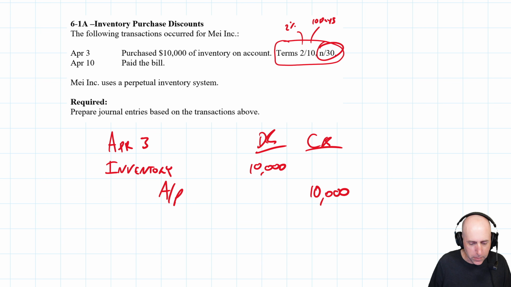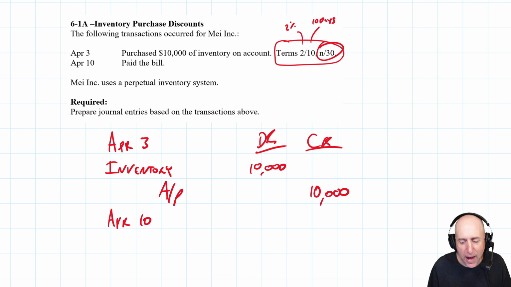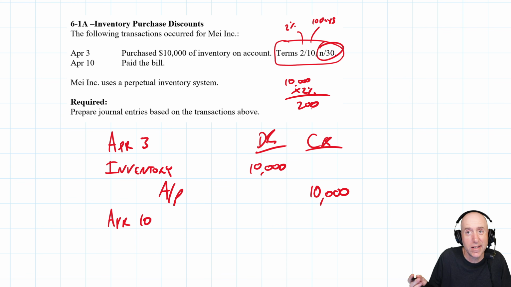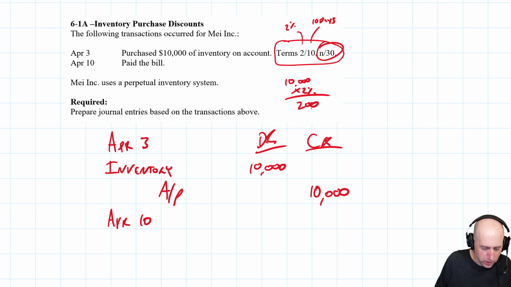Now, what happens on April the 10th? Well, on April the 10th, we pay. And the question is, how much do we pay? And the answer is we don't pay the full 10 grand because we're going to take our 2% discount. So what does that look like? Well, 2% of 10,000 is $200. We're going to take a $200 discount. So we're not going to pay 10 grand. We'll pay 9,800, right? 2% off.